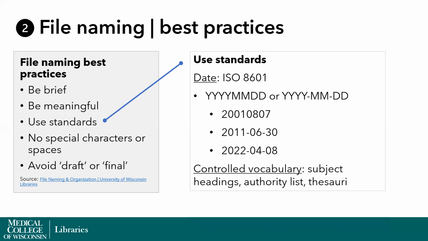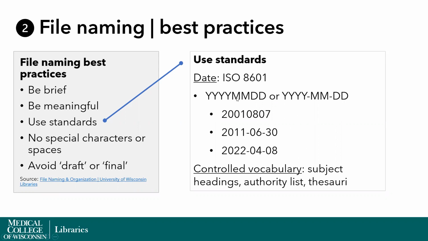Another best practice is to use standards. If there's one thing you take away from this session today, it's to use the ISO 8601 standard for dates when you're naming or including dates in your files. With this standard, you use 4 numbers to denote the year, 2 to denote the month, and then 2 for the date. Depending on which side of the ocean you're on, when you see a date listed out, sometimes here in the United States, we put month, date, then year. If you're in Europe, it often goes day, month, year.